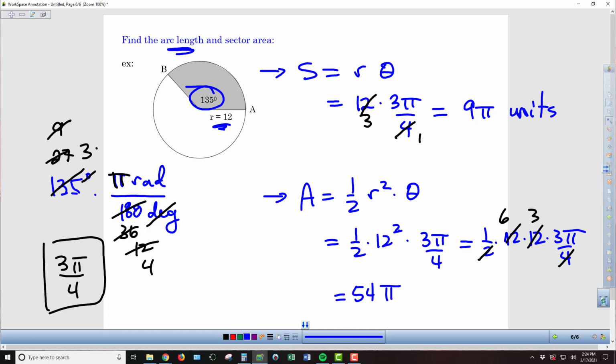And now since this is an area, it's not going to be in units like the arc length was. It's going to be in units squared. So if it was inches for the radius, it'd be inches squared. If it was feet for the radius, it'd be feet squared, and so on. So area, units squared, but for the arc length, which is a length, it's going to be in units.